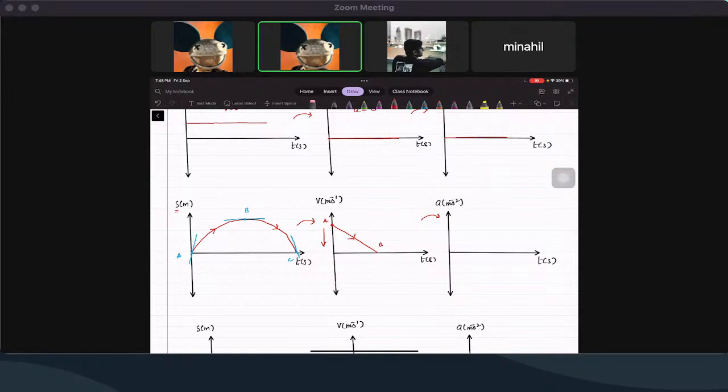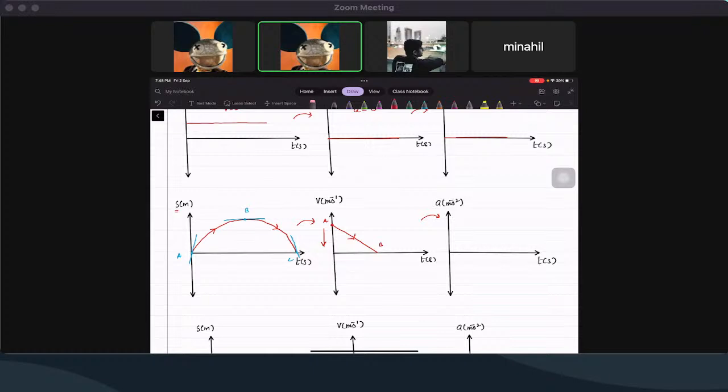Now, I want you to tell me what is happening, because we've just drawn half the graph. I want you to tell me what is happening between B and C about the velocity. Look at the tangents and decide. Yes, Manahil. Sorry. It's decreasing.